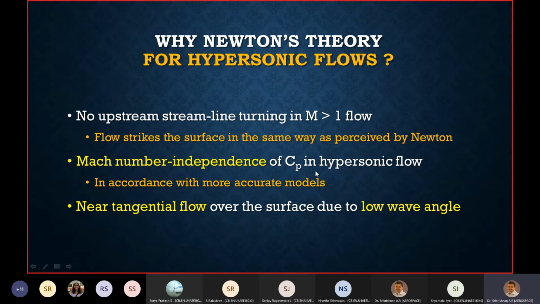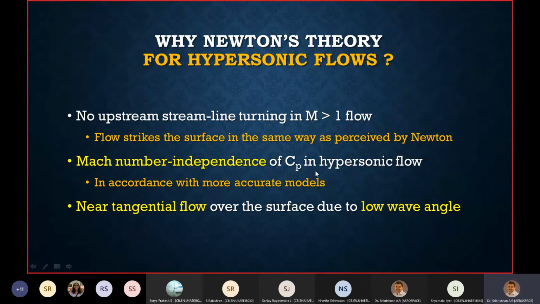That's one. Second is, as we have seen here, Cp is independent of Mach number. Cp is independent of velocity, and hence it's independent of Mach number as well. Now, this Mach number independence in hypersonic flow, we are going to see a few sessions later.